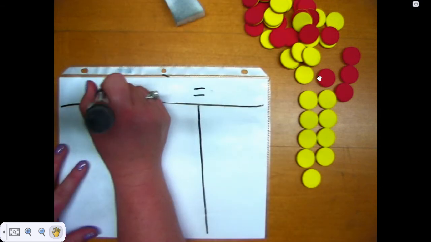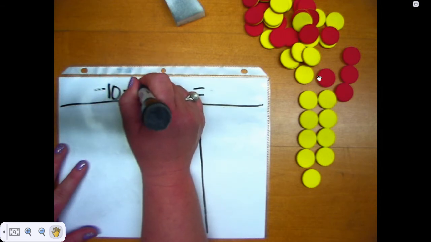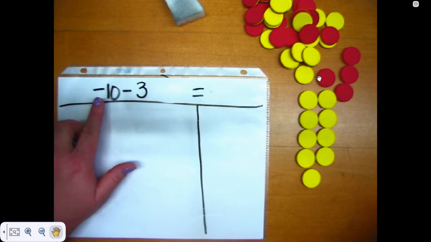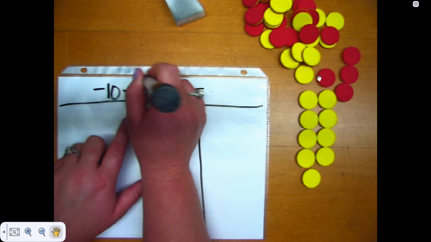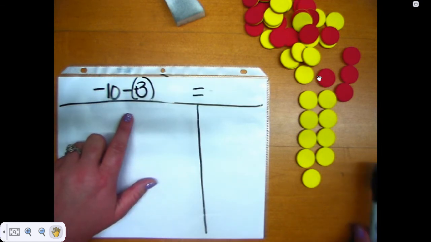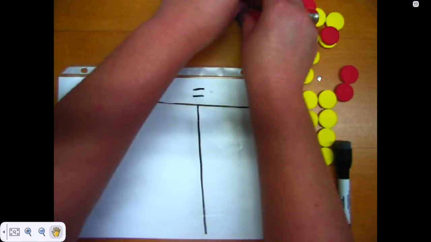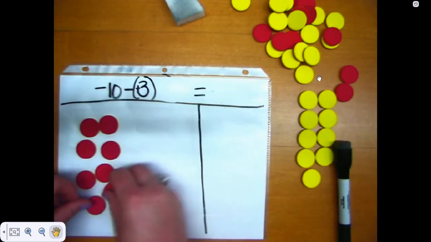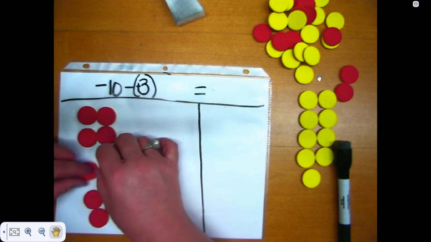Let's do negative 10 minus 3. Let's try this. First, what does this say? This says negative 10 minus positive 3. Okay, so let's set that up. Negative 10: 2, 4, 6, 8, 10. And again, these are red, so they are negative.